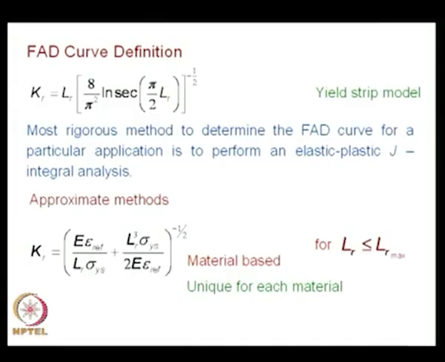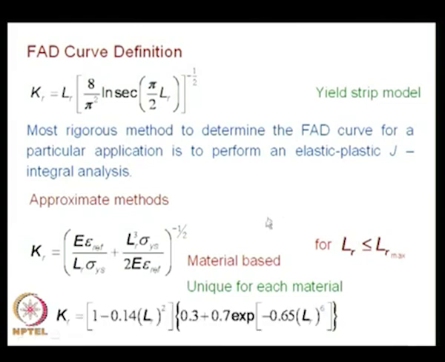And there is also another model which is purely empirical, which gives KR equals 1 minus 0.14 LR squared, multiplied by 0.3 plus 0.7 exponential of minus 0.65 LR whole power 6, for LR less than LR max, and likewise you have other empirical relations quoted in the literature.